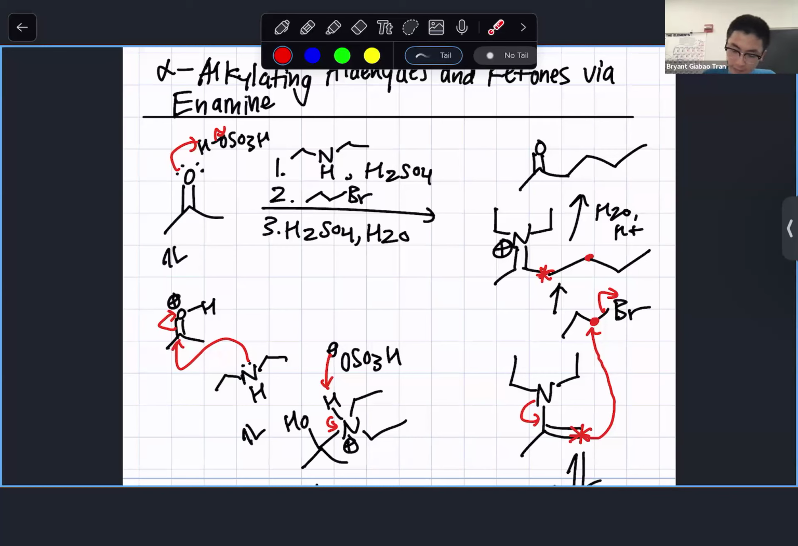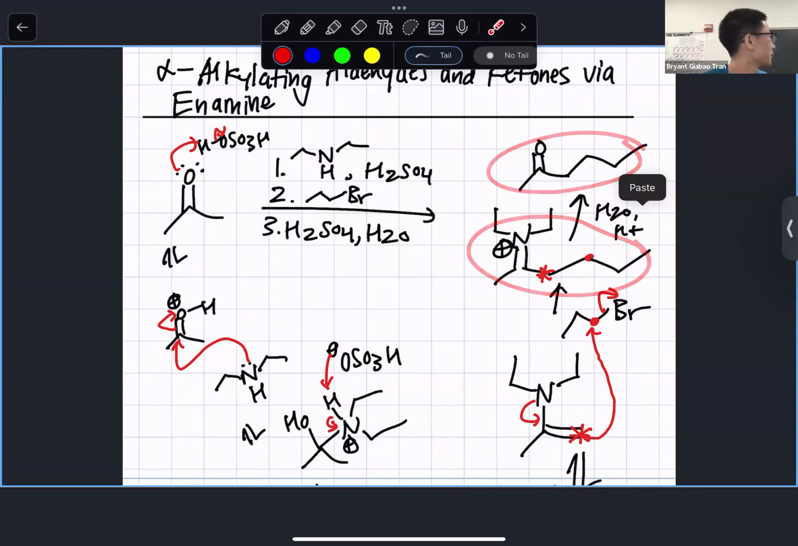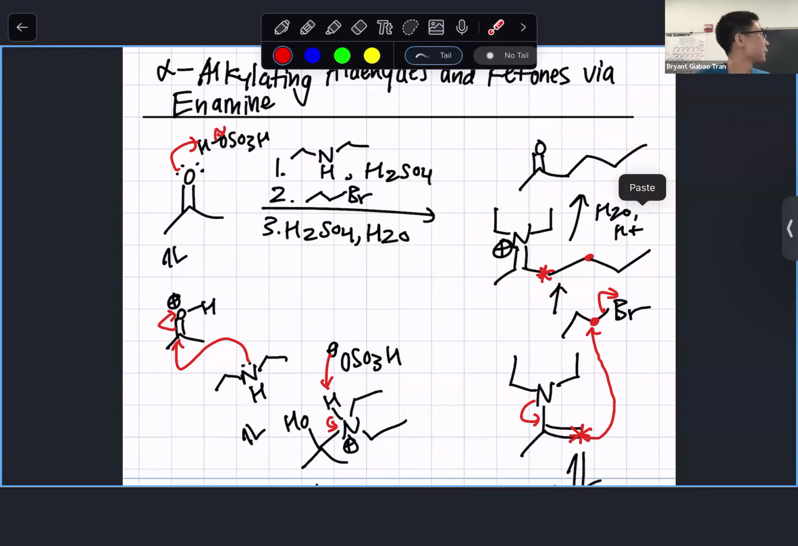Do you guys want to go over the mechanism of how we transform this to this carbonyl as well? Or I guess you're familiar with that mechanism, going backwards to a carbonyl from an imine or imine bond.